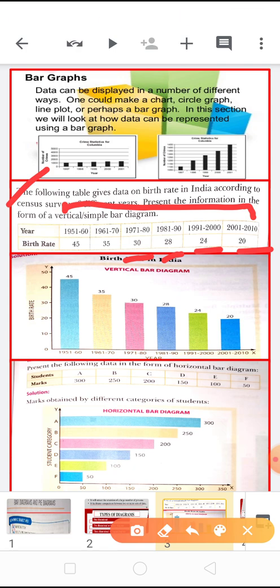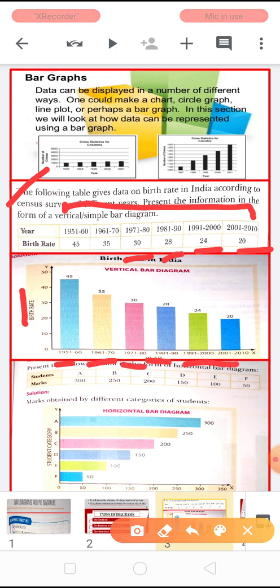So what I'm going to do here is, on the x-axis, as you all know, we have the x-axis and the y-axis for constructing any diagram or any graphical presentation. So the years we have plotted on the x-axis, and the birth rate we have plotted on the y-axis. At the zero axis we start writing the years from 1951 to 60, 1961 to 70, 1971 to 80 and so on.